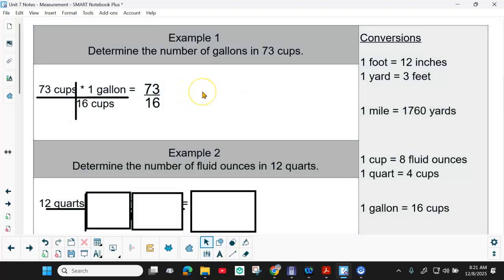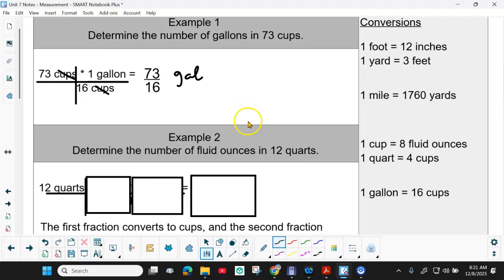That's just the way this conversion works with capacity, just like we did with the other conversions. GAL for gallons. Don't use G, because G means something different.